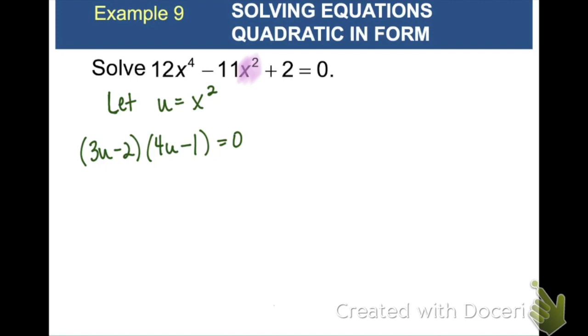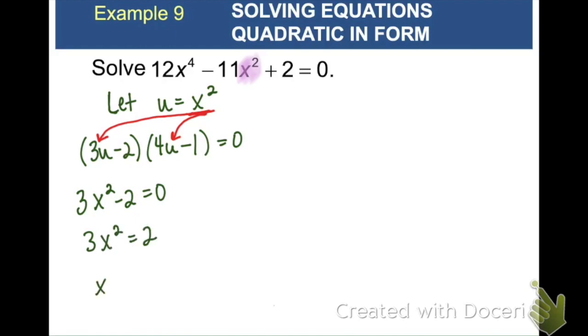Okay, I am going to plug x squared in for u and then set these equal to 0 and solve. Another thing you could do is you could set 3u minus 2 equal to 0 and solve, set 4u minus 1 equal to 0 and solve, and then plug in x squared for u and solve further. So a couple ways to do it. I just like to plug in x squared at this point. So I'm going to move my 2 over by adding, and then divide by the 3. And now I need to get rid of that squared.